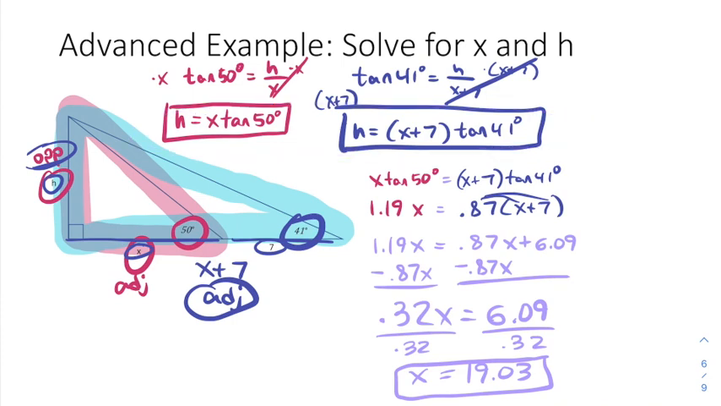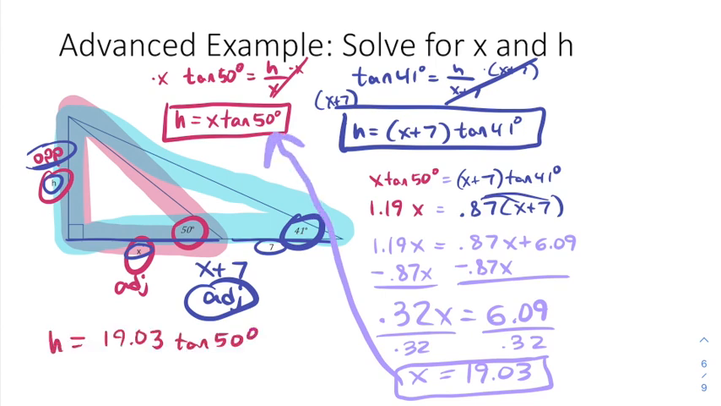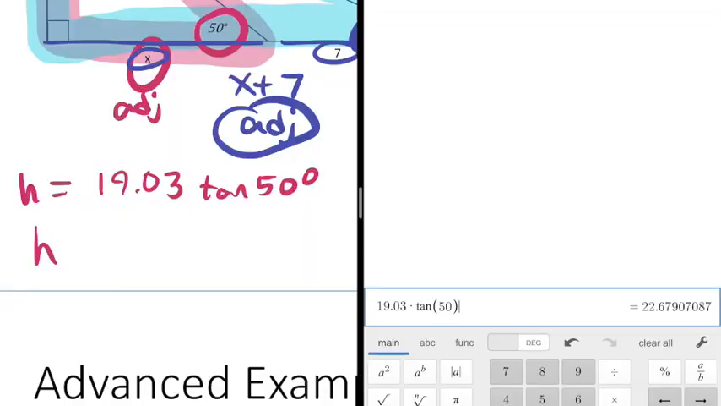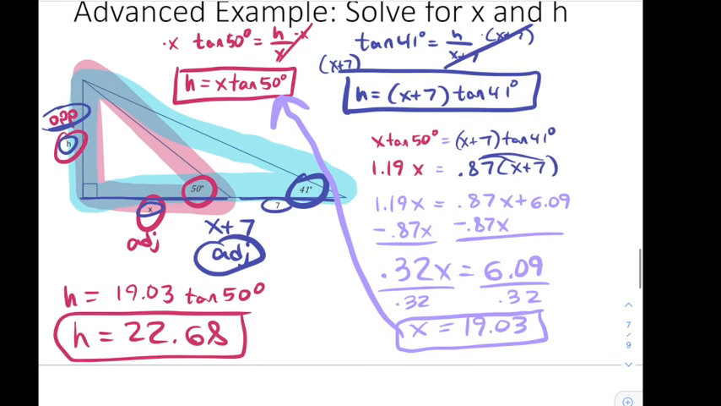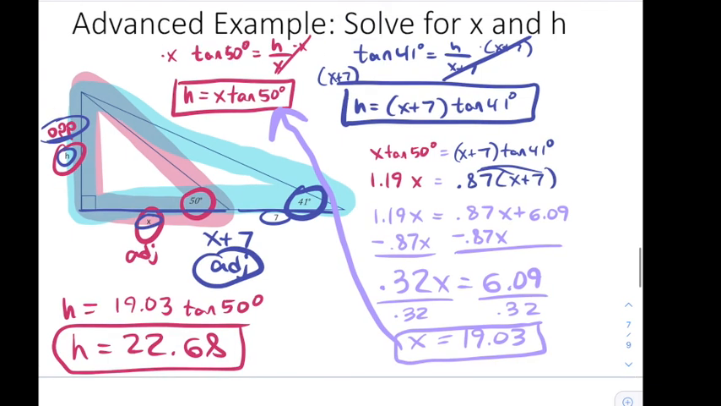I'll plug it into the easier one, which was the red one. And this gives me h equals 19.03 times tan 50, which my calculator tells me is 22.68. And while that was a little bit of a complicated problem, we now have our answers for x and h.